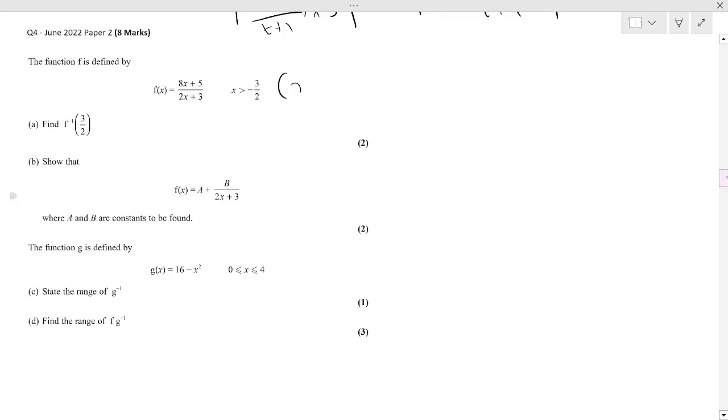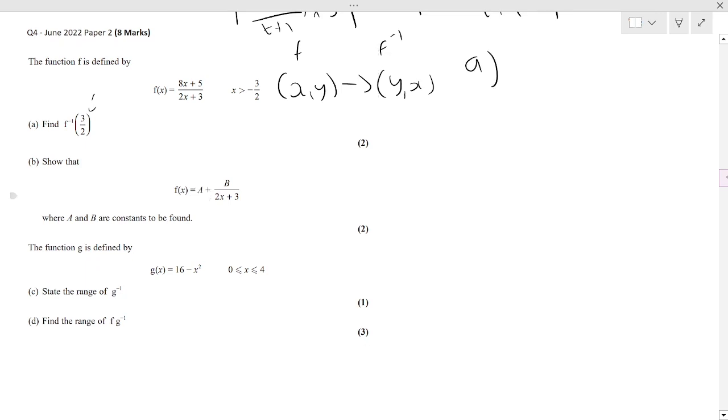Recognize that if you have the inverse function, then the coordinates would be y, x. So y is the input of f inverse. They switch roles, right? That's the whole idea of an inverse function. So if that input is 3 over 2, y would be 3 over 2. Therefore, you're solving 8x plus 5 over 2x plus 3 equals 3 over 2, and then you find the value of x that gets that.